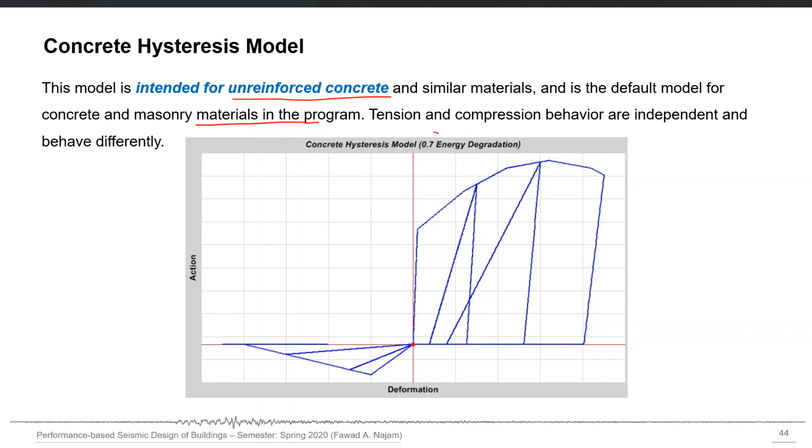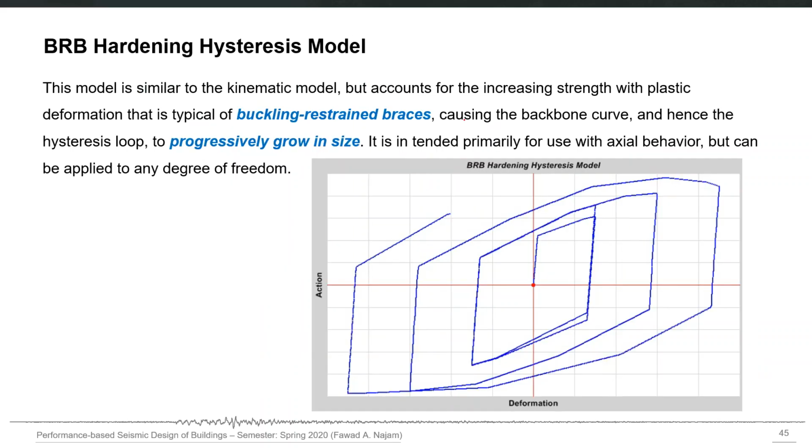And you also have to provide an energy degradation factor. 0.7, for example, in this case is provided. If you go for a higher number, then you are saying that the ratio of those areas of degraded and undegraded is higher. So you have to have the cyclic test results in order to decide what degradation factor you have to give.